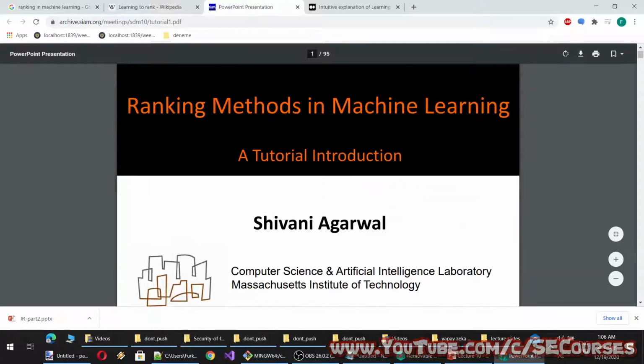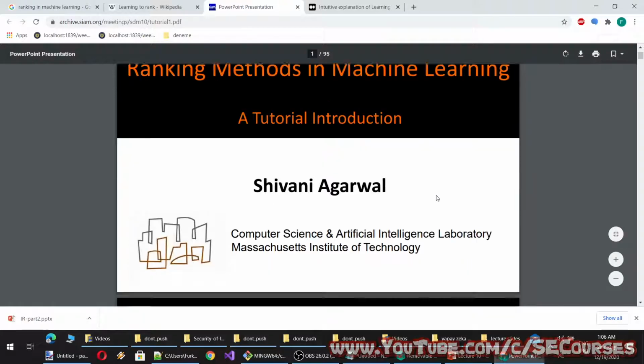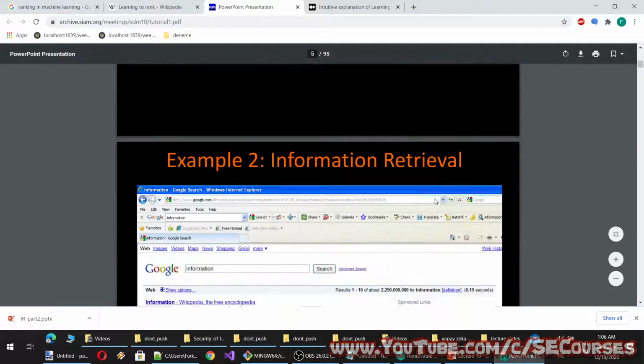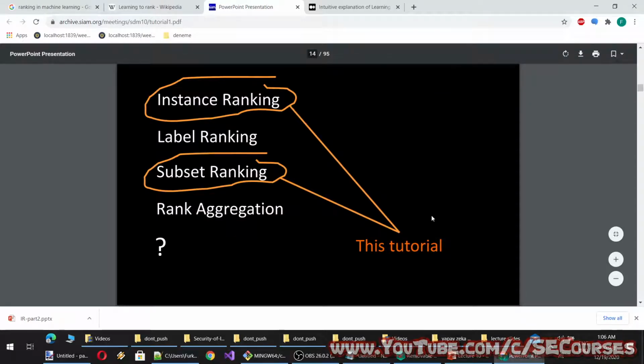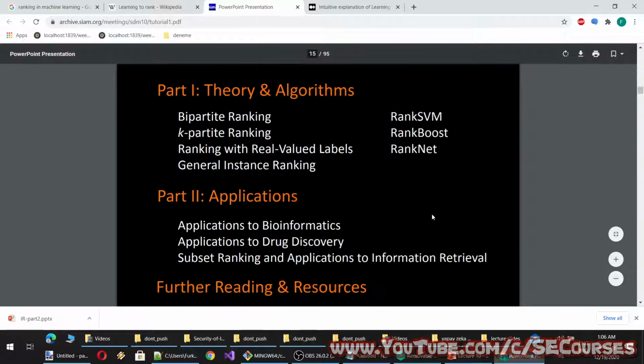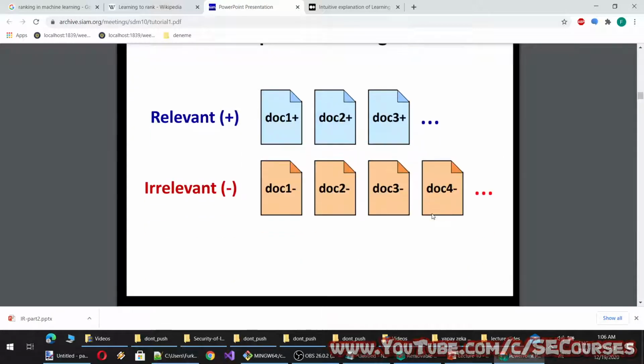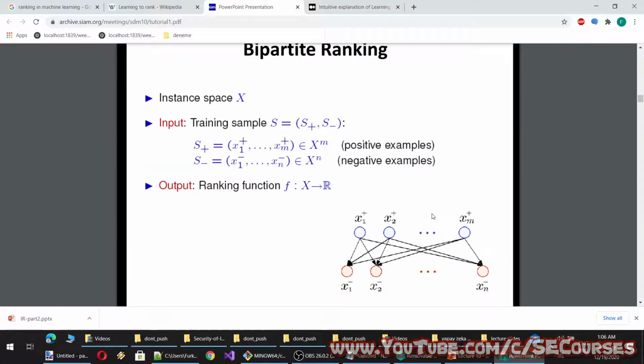Okay, and ranking methods in machine learning. Okay, information retrieval, instance label, subset rank. Let's see if there is something important. Bipartite ranking.